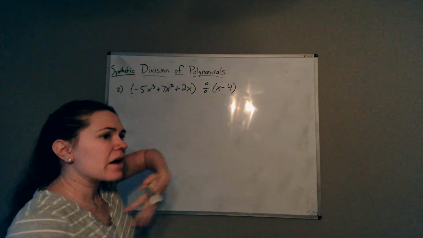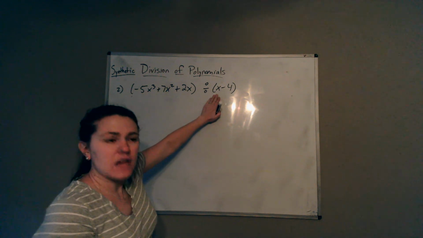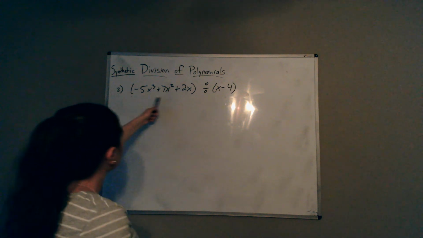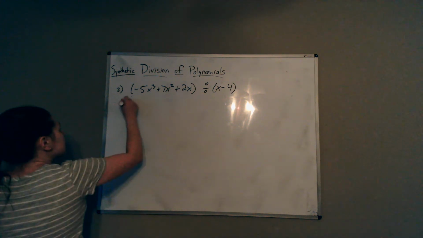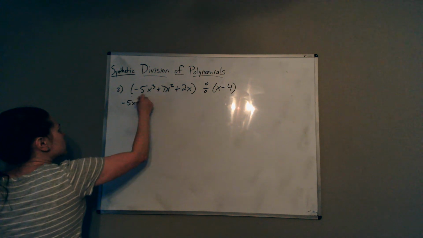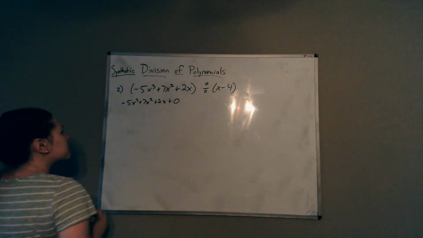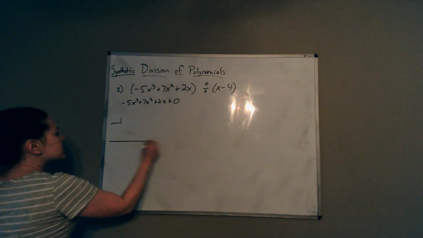Good. So now we check, does it have a coefficient of 1 on the divisor of x? Yes, so that's good. So now we check. Do we need any placeholders? Okay, we're in standard form, but it's missing the constant term. So you need to put in the placeholder. Okay, so now we're ready to set up our synthetic division.